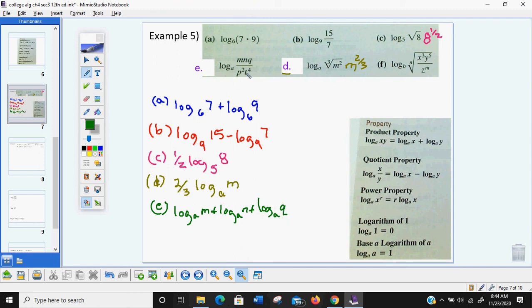Now this is on the bottom. They're dividing by that. So I need a minus sign in front of it. Also, my powers are going to the front. So it's going to be minus 2 goes to the front, log to the base a of p, minus the 4 goes to the front, and I'm going to have 4 log to the base a of t. So that one had quite a bit going on. Anything on bottom should have a minus in front. Anytime there's a power, it goes to the front.